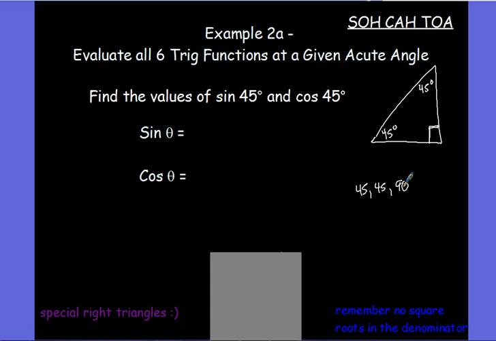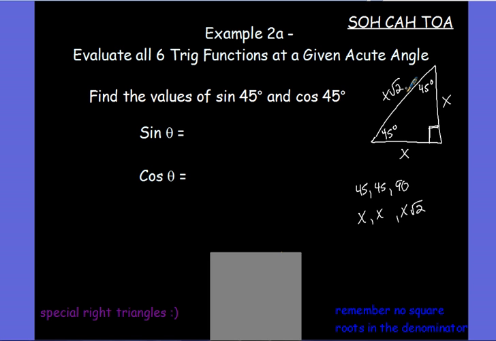Okay, so if you know it's a 45, 45, 90, then it has to follow a pattern. Meaning the legs of the right triangle are always the same. I don't care what they are, they're always going to be the same length. So if you know one, you know the other. Simple as that. And then the hypotenuse is always going to be however long your leg is times the square root of 2.